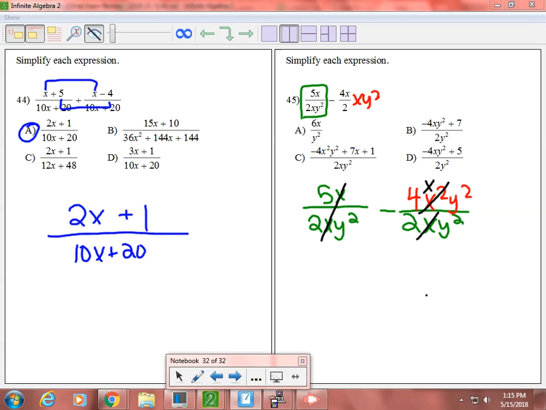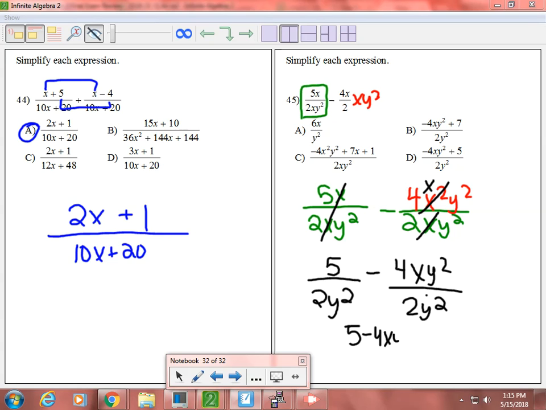So I'm going to have on this one 5 over 2y squared, and this one is now going to give me minus 4xy squared over 2y squared. Because we were able to cancel things, because it's multiplication up and down, we didn't do anything wrong. So we have 5 minus 4xy squared over 2y squared. If you rearrange that, that's just going to give you letter D.